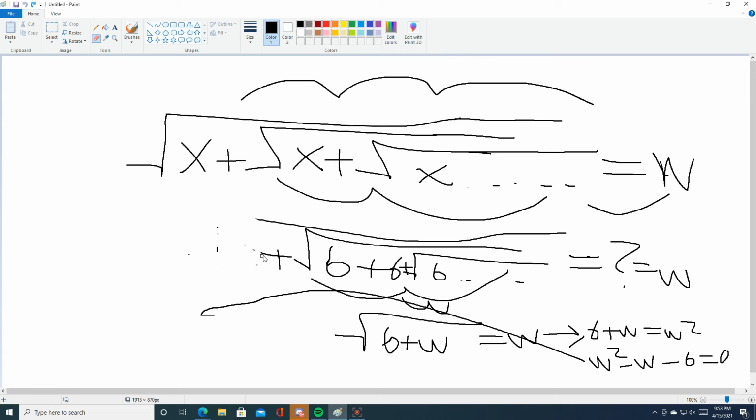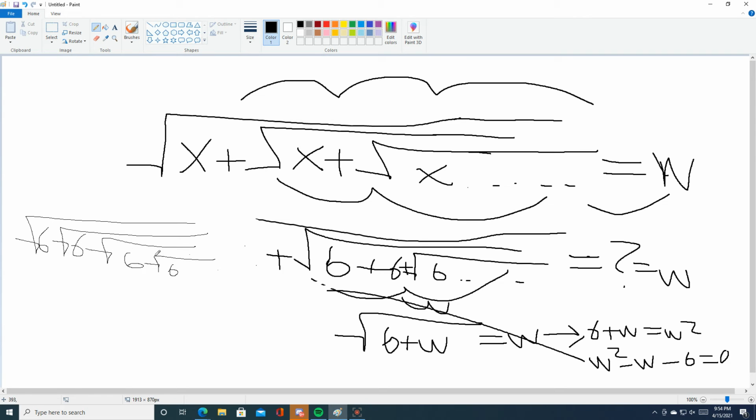I kind of want to show another example. So let's look at something a little different than this. Just trying to make some space. So let's say we have the square root of 6 times the square root of 6 times the square root of 6 times the square root of 6, on and on and on.